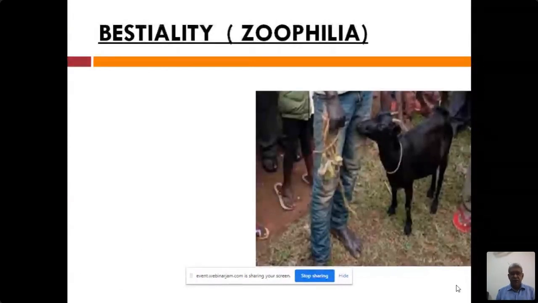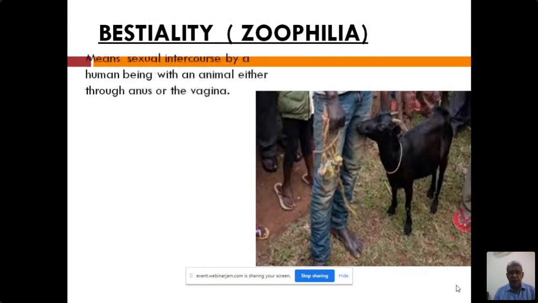Third, unnatural sexual offense. That is the sexual relationship between a male or female person and animals. This is said to be bestiality or zoophilia. This means sexual intercourse by a human being, whether male or female, with an animal either through the anus or the vagina. It is dealt with under Section 377 of the Pakistan Penal Code.